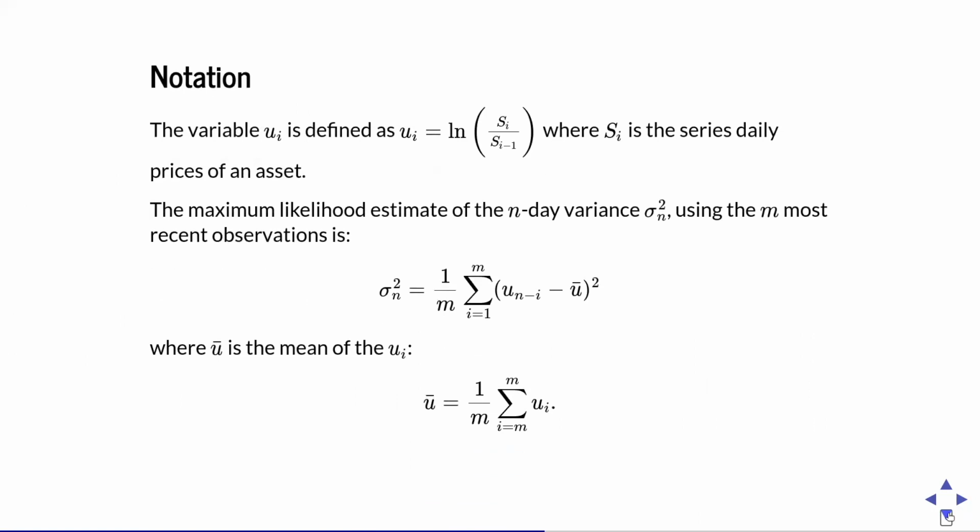Okay, so let's talk a little bit about inference methods, the most important of which is GARCH. I borrowed a lot of this presentation and notation from Hull's treatment of the topic. So let's say that the u_i are log returns of some asset. Then the maximum likelihood estimate of the n-day variance is this formula. You take the difference between a given observation and the mean, you square it, you take their average, the standard variance estimate.